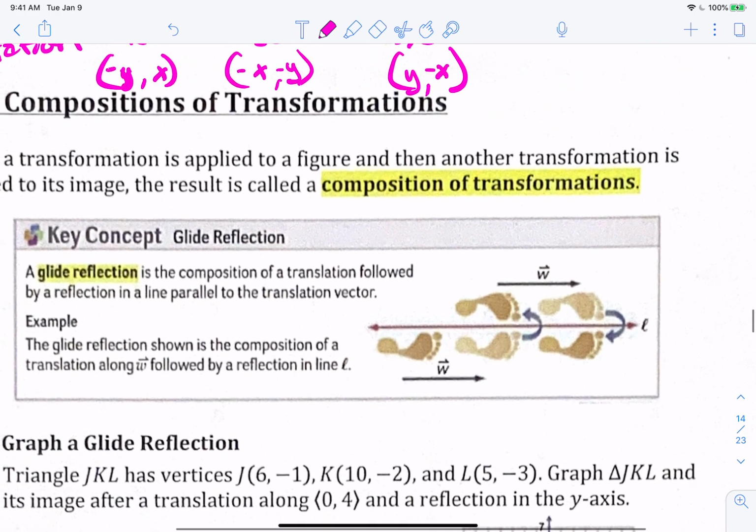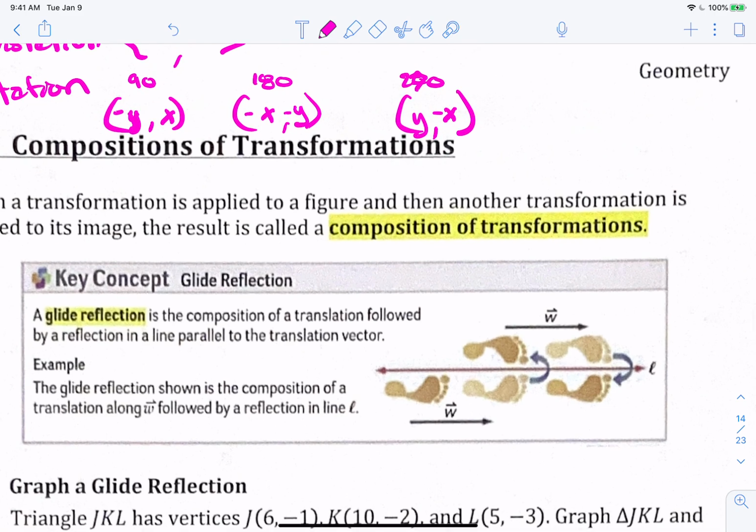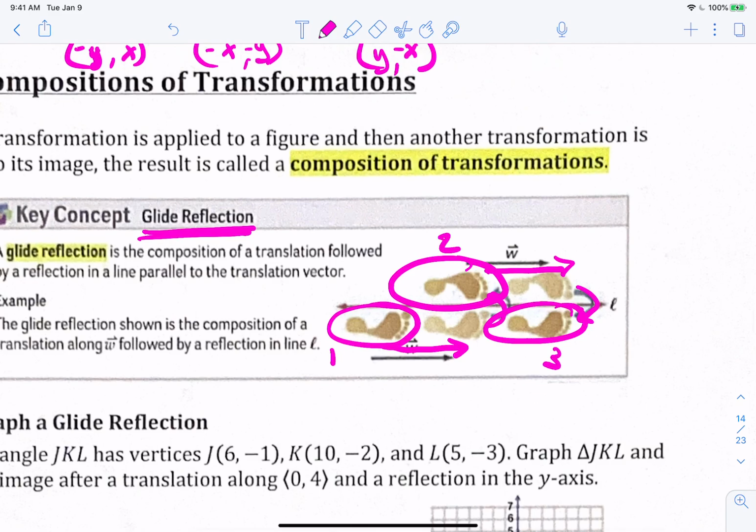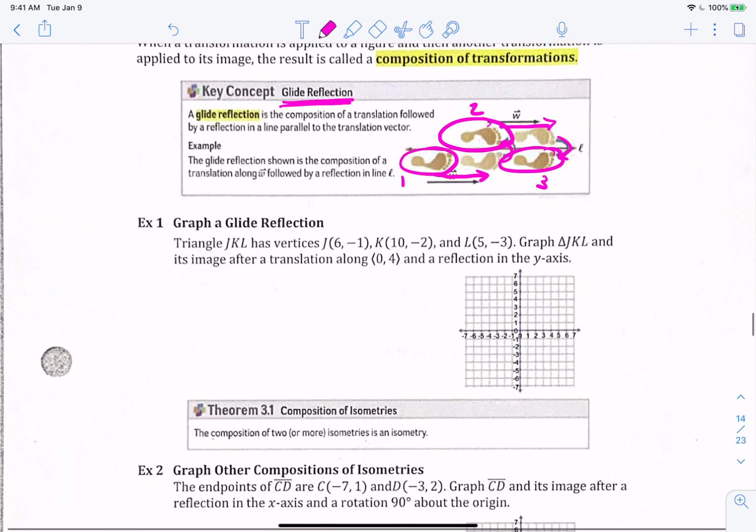Composition of transformations, we're doing more than one at a time. To illustrate this, they start with this footprint. This is called a glide reflection. So I am shifting this footprint up, and then I'm reflecting it over, and that becomes my second footprint. Then I'm sliding it again, and I'm reflecting it over, and this becomes my third footprint. That's called a glide reflection. So you're shifting and reflecting, shifting and reflecting. That's what you're doing the whole time.